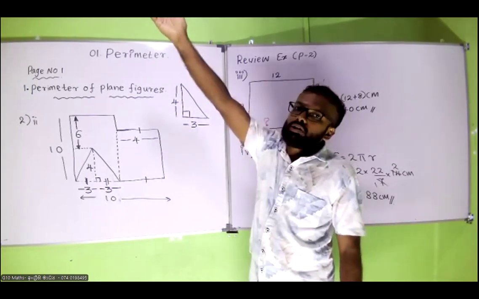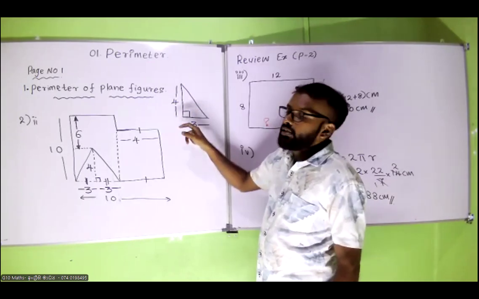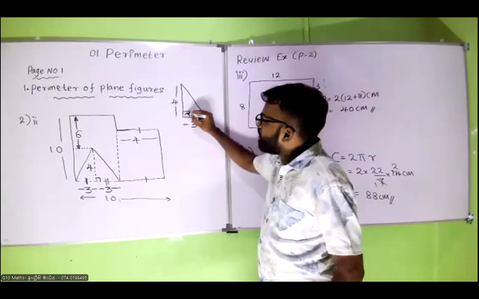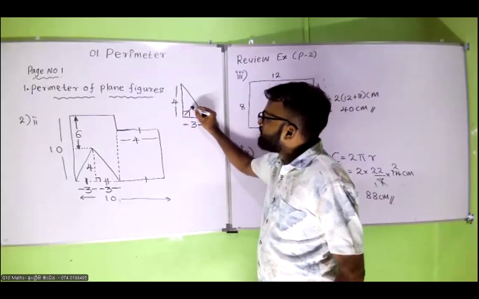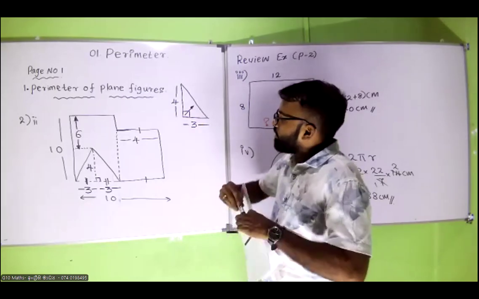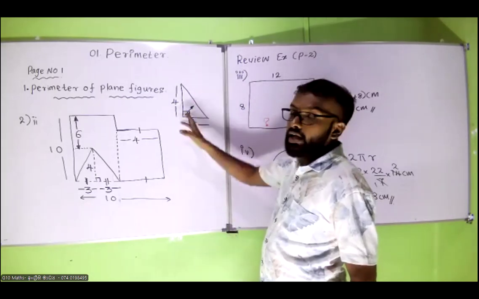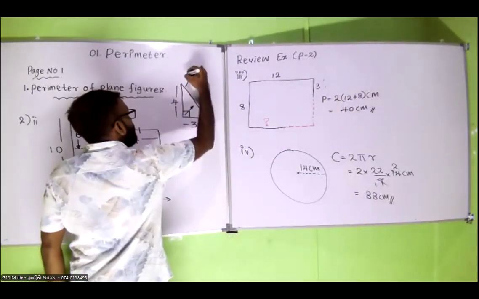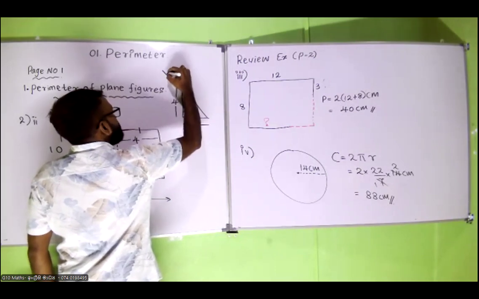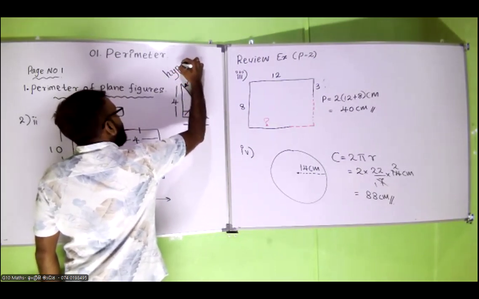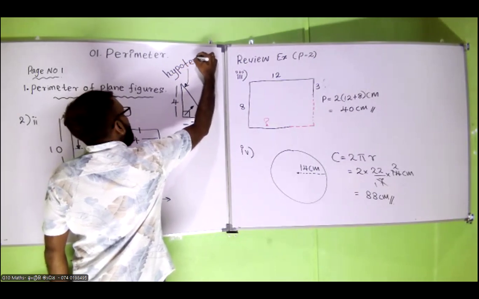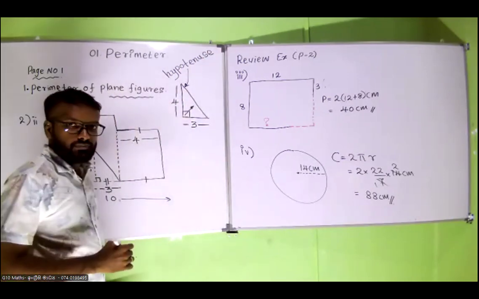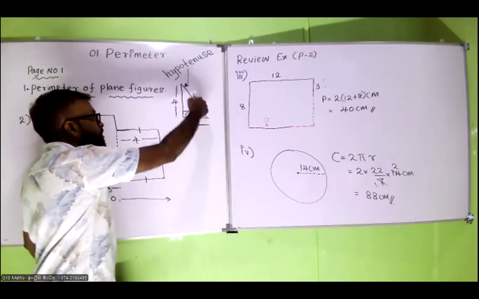The side directly opposite to this right angle is called the hypotenuse. If you draw an arrowhead like this, right at the opposite side of the right angle you have the hypotenuse. So if you forget, you can write this is hypotenuse. So this side is called hypotenuse.